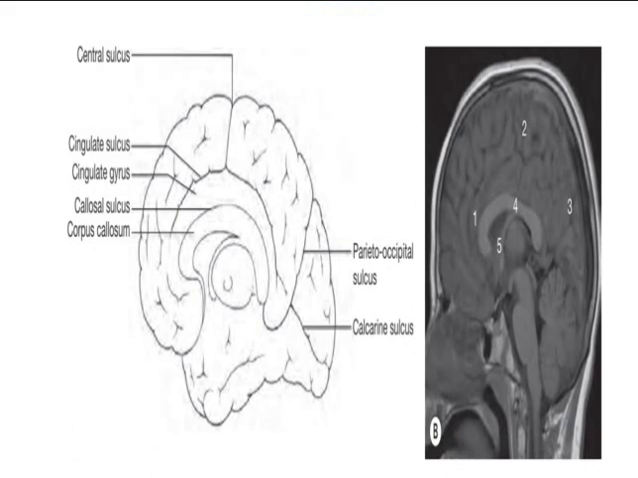Medial surface of the cerebral hemisphere and the mid-sagittal MRI of the brain showing the cingulate gyrus, located above, superior to the corpus callosum, the central sulcus, number three, the parieto-occipital sulcus. The corpus callosum and the fornix.